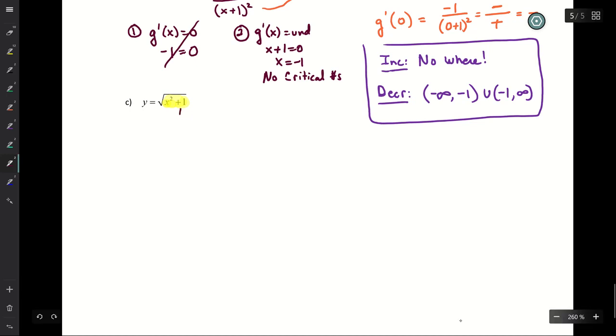So we're going to make a note here that this will never be negative, just based on the makeup of the function. And so on this particular root, the domain is actually all real numbers.